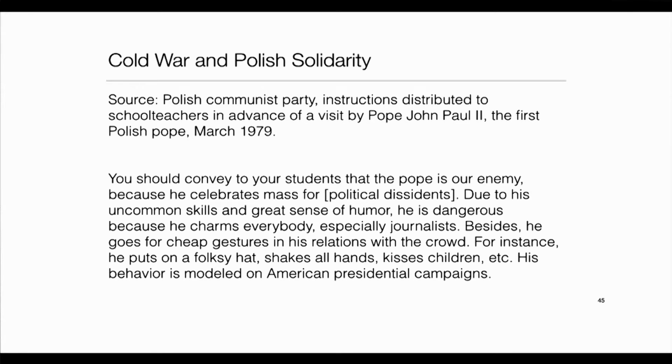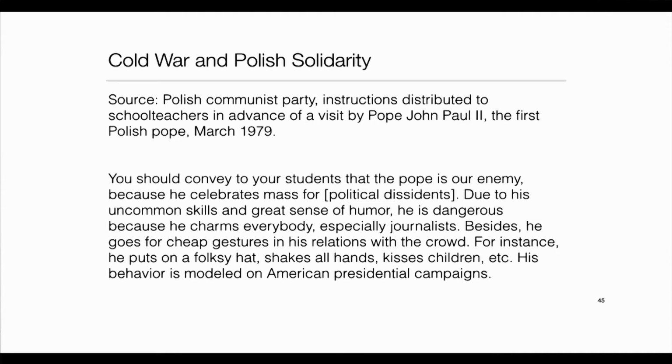You should convey to your students that the Pope is our enemy because he celebrates Mass for political dissidents. Due to his uncommon skills and great sense of humor, he is dangerous because he charms everybody, especially journalists. Besides, he goes for cheap gestures in his relations with the crowd. For instance, he puts on a folksy hat, shakes all hands, kisses children, etc. His behavior is modeled on American presidential campaigns.